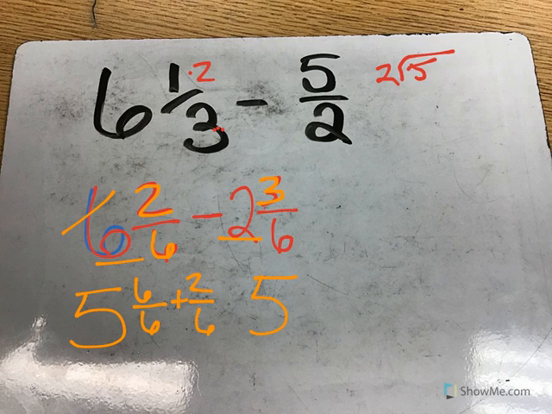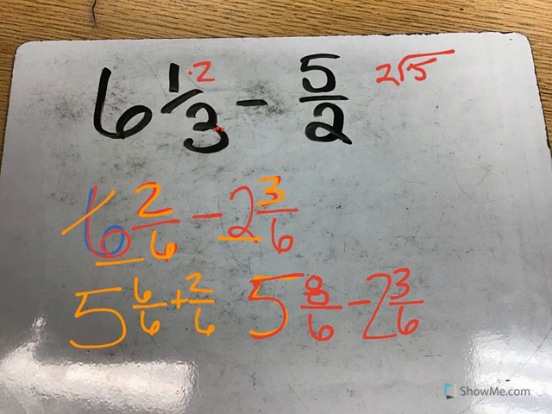I'll change this back to red. 5 and 8/6. So 5 and 8/6 is the same thing as 6 and 2/6. Once I've done that, I can subtract 2 and 3/6. I'm going to do the whole numbers first.